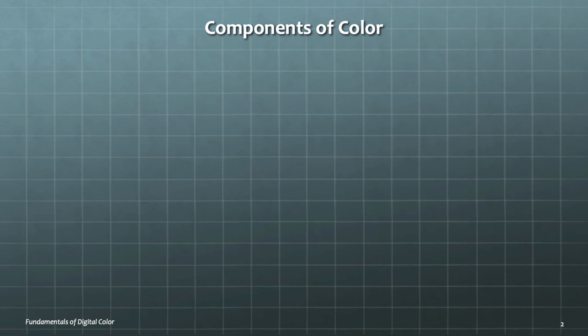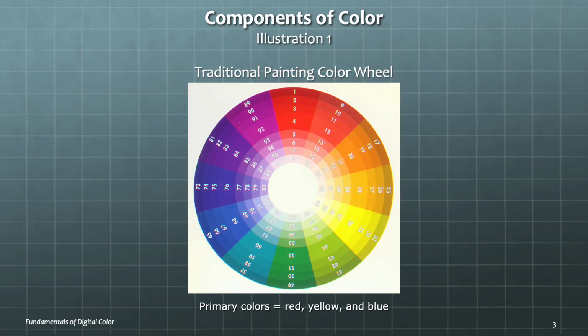To understand how to use color, you need to understand its fundamental components. Hue is the first component. It's the color itself, often represented on a color wheel. This is the traditional color wheel used for centuries in painting, with primary colors being red, yellow, and blue.